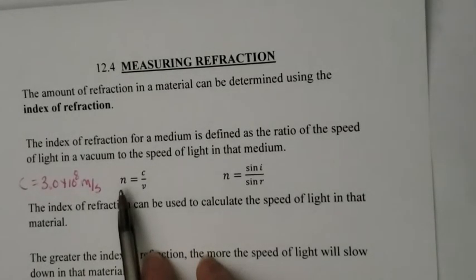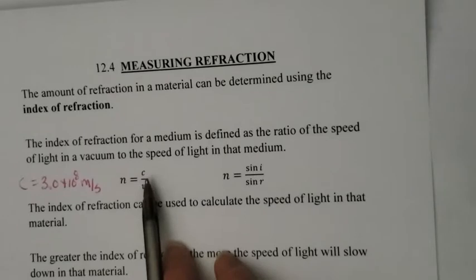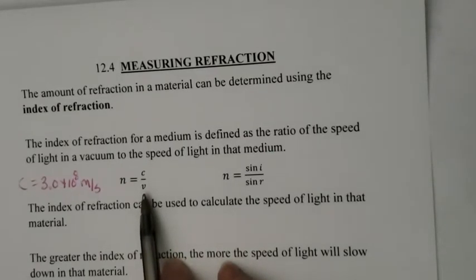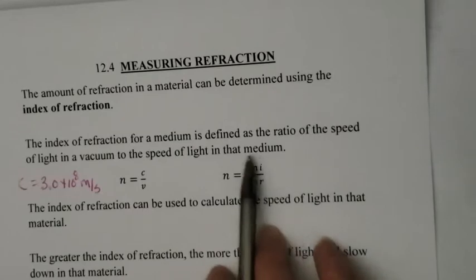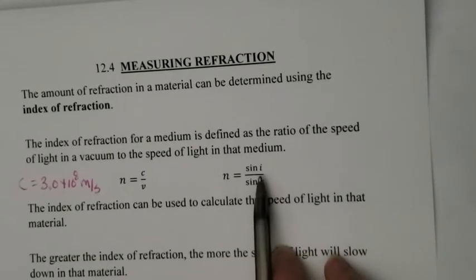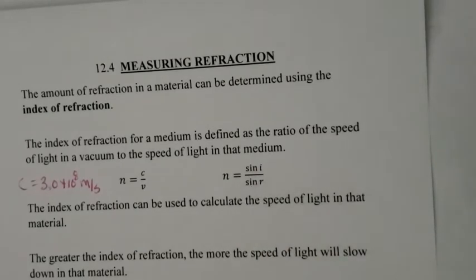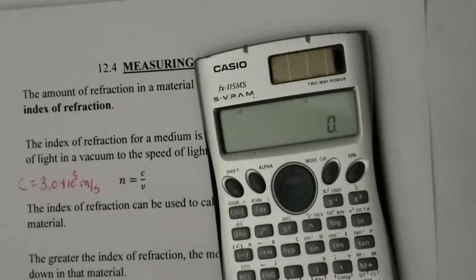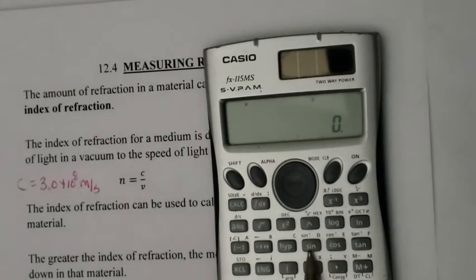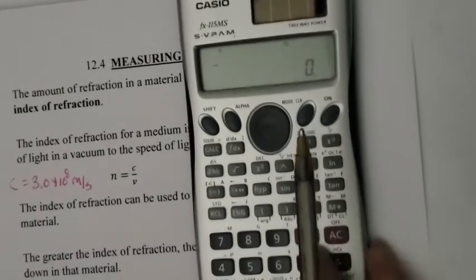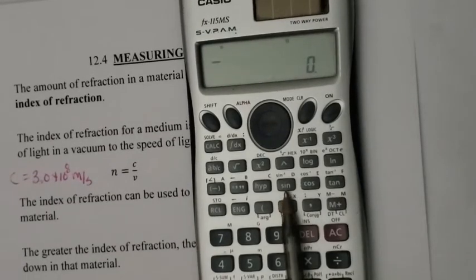There are two ways we can figure out the index of refraction. One is to take the speed of light in a vacuum divided by the speed of light in whatever the medium is. It could be air, glass, plastic. Another way is to take the sine of the angle of incidence and divide it by the sine of the angle of refraction. If you haven't taken grade 10 math yet, you don't know what sine is. It's really simple. There's a button on every calculator, and on my calculator it's right there, up a little bit: sine, cos, tan. I would just hit that button and the angle.